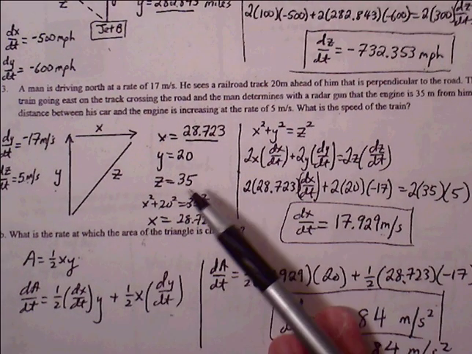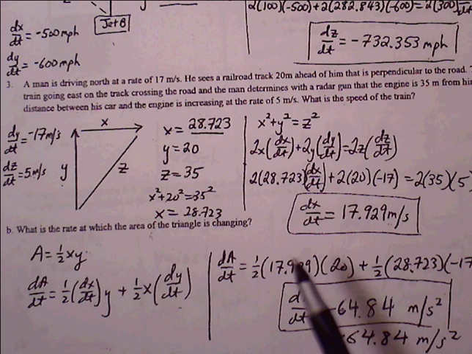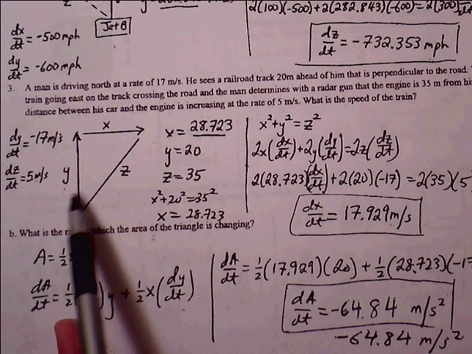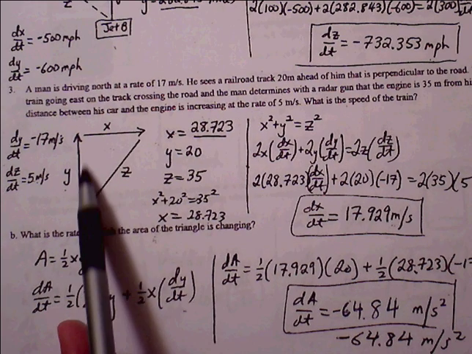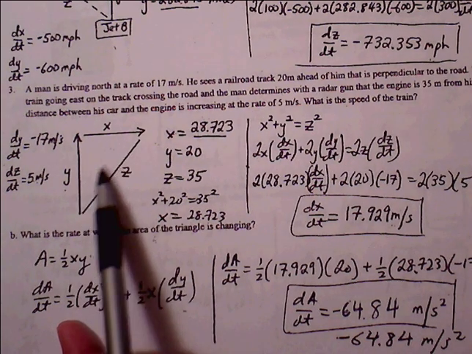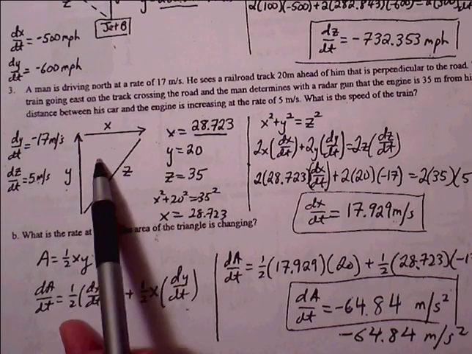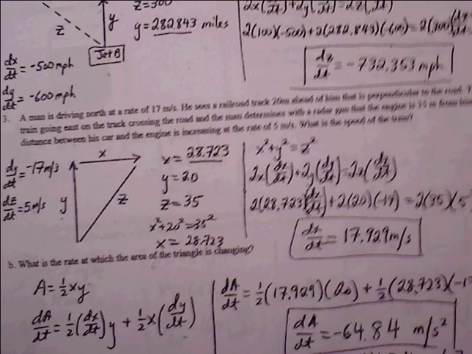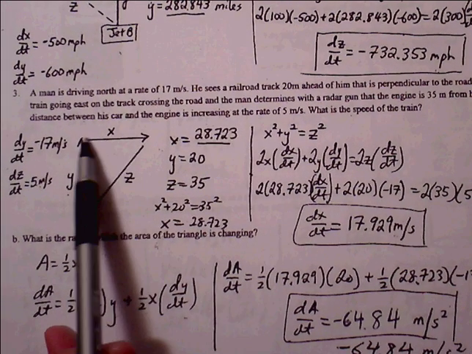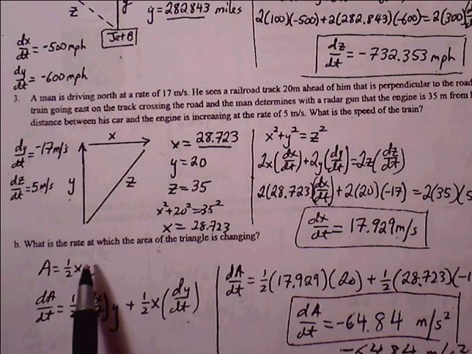Okay, part B, what is the rate at which the area of the triangle is changing? So the area of this triangle, as these moving parts are going along, what is going to happen to the area of the triangle that's formed? So let's think about what the formula for the area of a right triangle is. It's going to be 1/2 base times height, so 1/2 x times y.